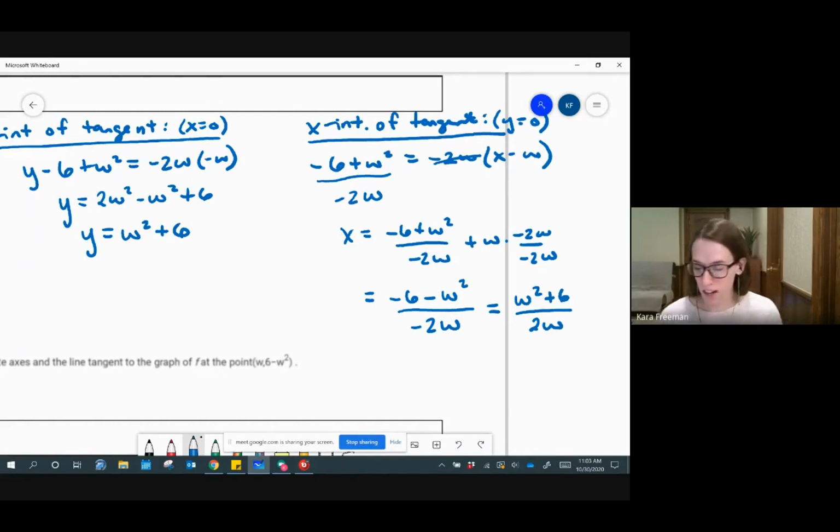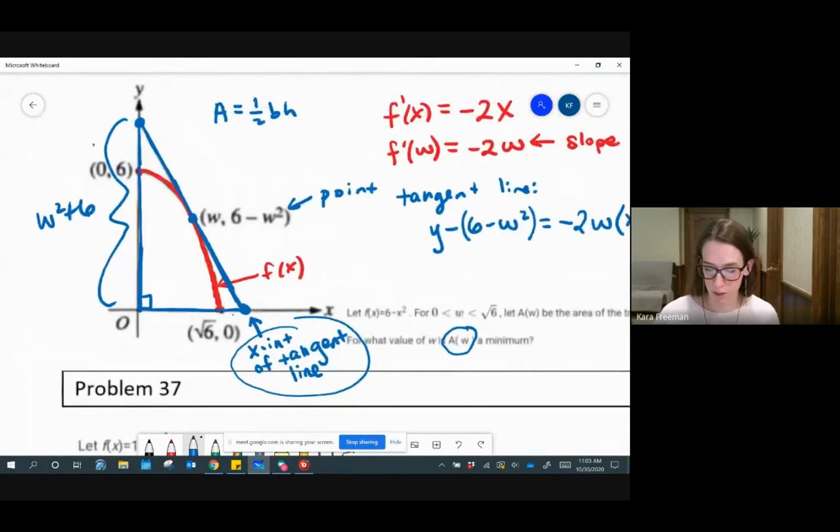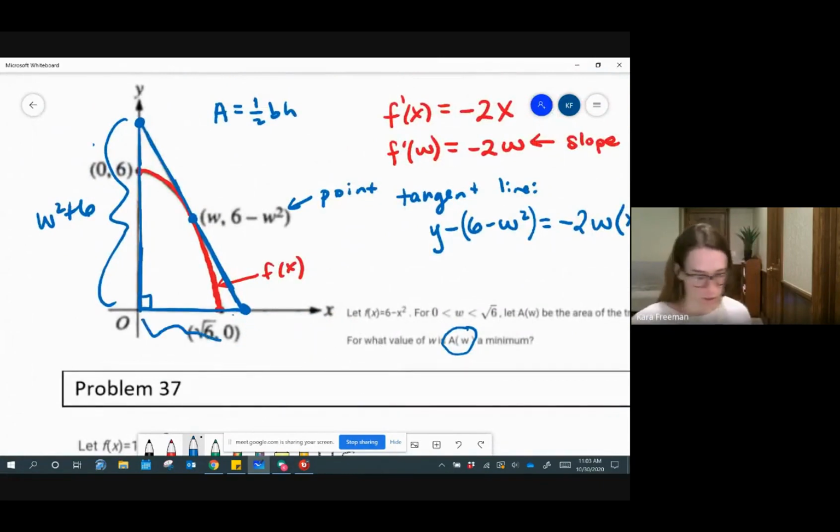Okay, so now I've got the x-intercept of the tangent. Okay, so that's representing that statement down there. That's representing the base of my triangle. So that is this guy, w squared plus 6 over 2w.